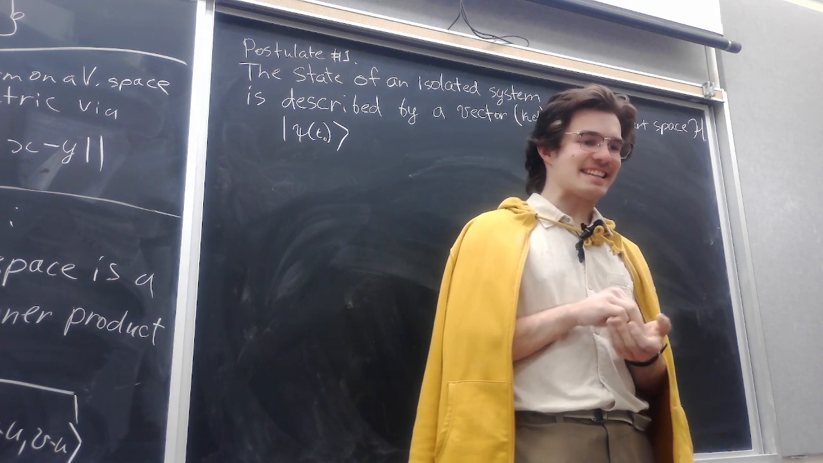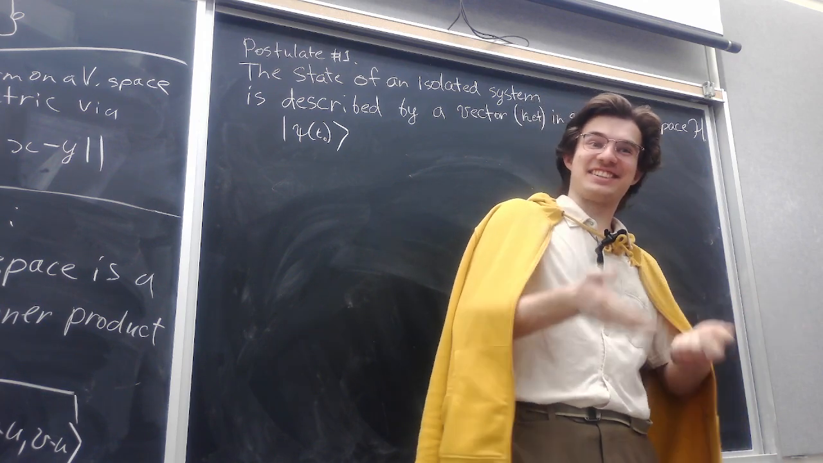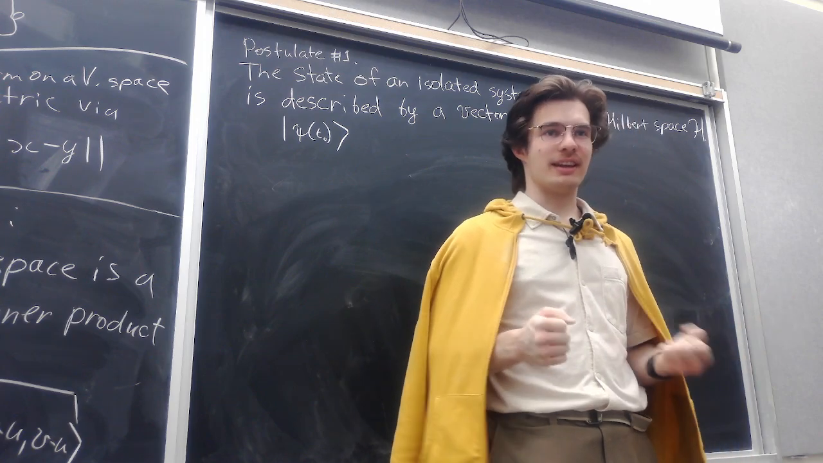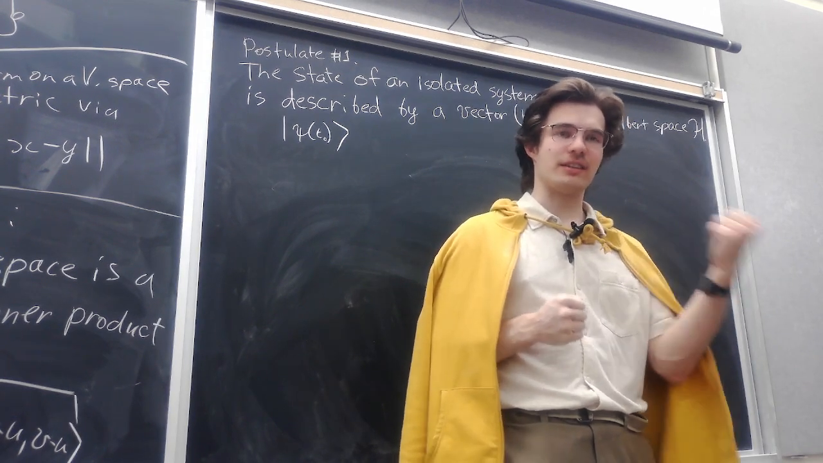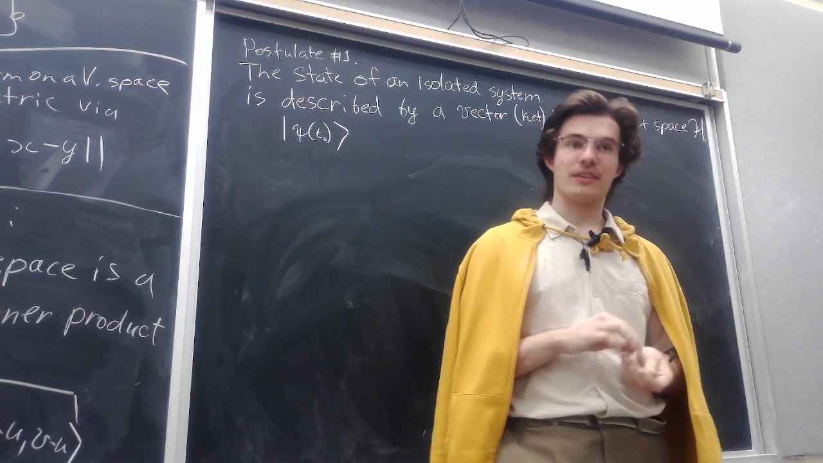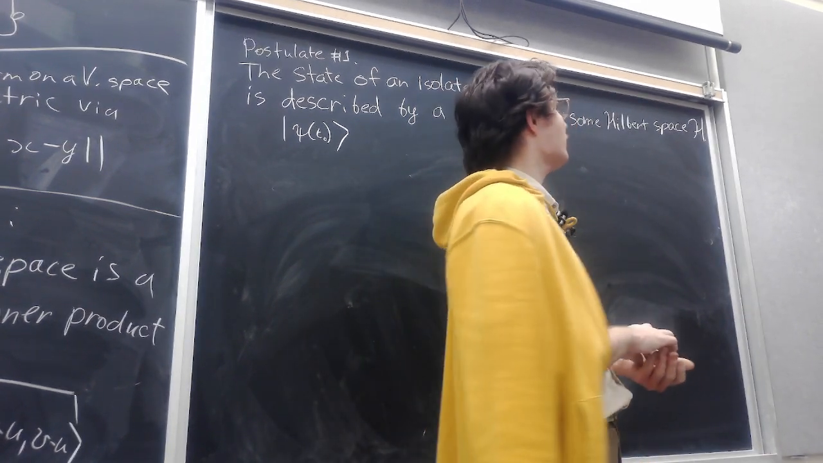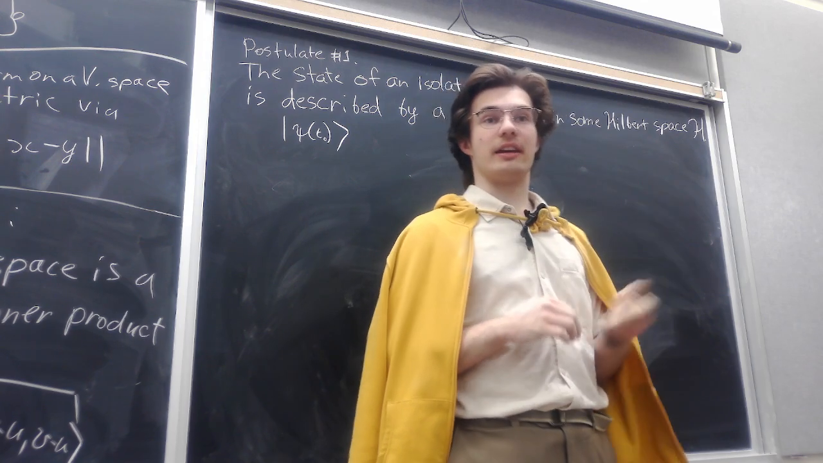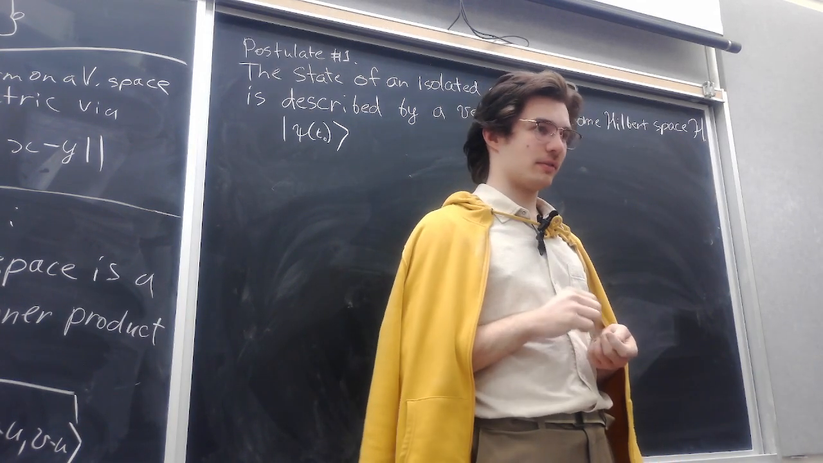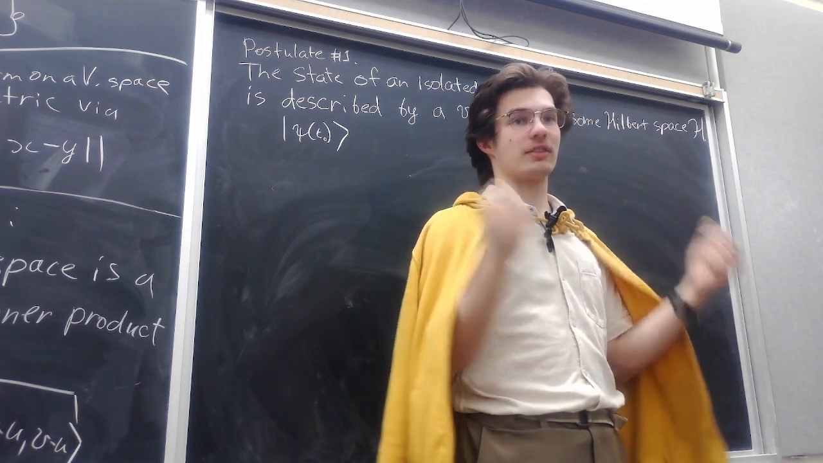A state is like, it's the state of a system, right? The state of being. Like, a ball can be red or blue, right? It can be in the state of being red, or the state of being blue, or the state of other things. And we're saying that all of this can somehow be fully encapsulated in a single vector of some Hilbert space. Some vector space where you have an inner product and it's complete.